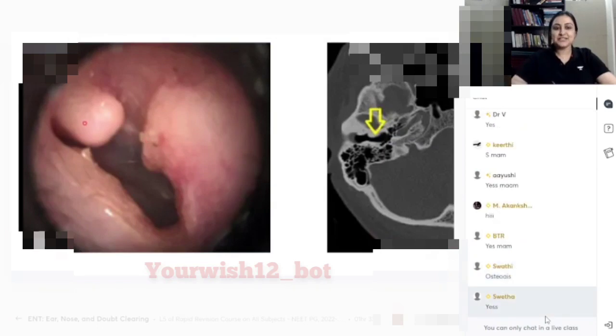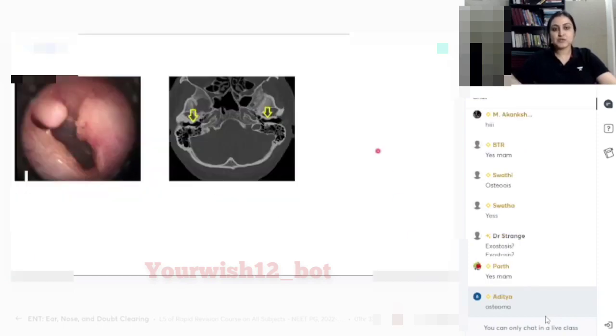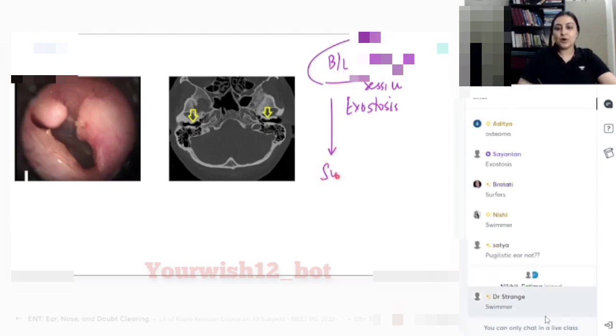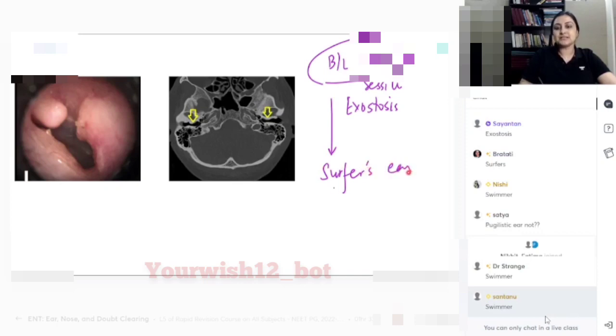हाँ, what is this? Seeing in the external auditory canal, there are all of these bony projections. Correct. So this is not osteoma, but this is exostosis. So these are your sessile exostosis. When you see this bilaterally in external auditory canal, what is this disease called? This is called not swimmer's, but surfer's ear. Do not mix this up.